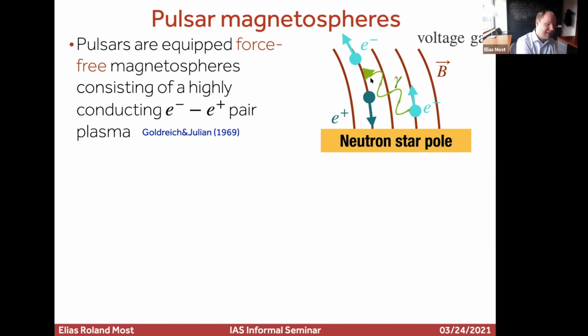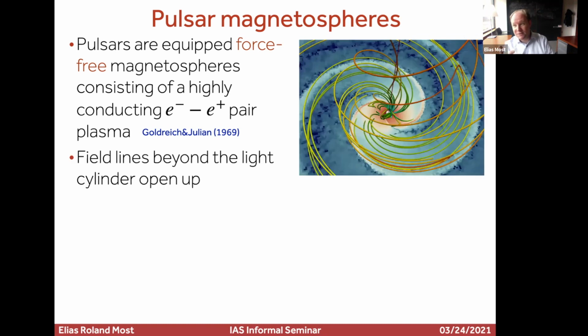So you get these gammas. And then when the gammas interact with the field lines, they can again produce electron-positron pairs. So what you get is you trigger a pair cascade in the vicinity of the neutron star that's basically immediately filling up the entire surrounding. And that means that the neutron star doesn't live in vacuum if it's rapidly spinning or moderately spinning and strongly magnetized, but it really has a conducting electron-positron plasma, pair plasma around it. And that plasma is very interesting because it leads to certain phenomena.